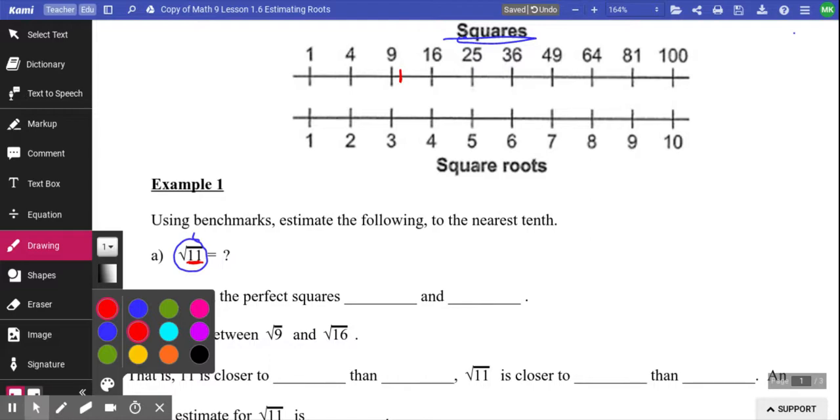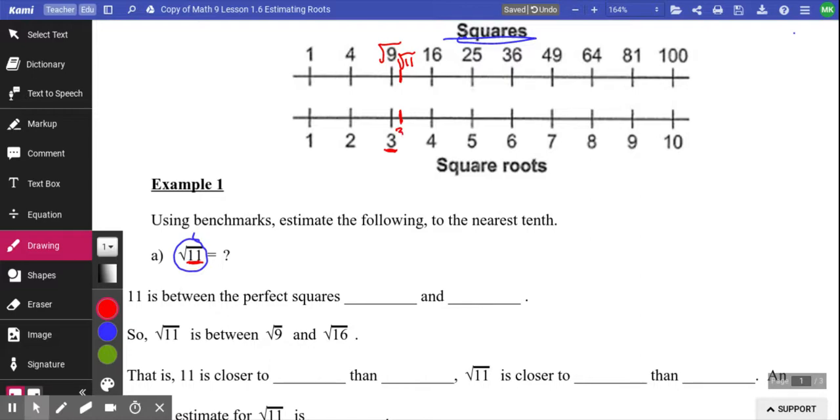So if I wanted to benchmark the square root of 11, I would be in the same space on the square root. The square root of 9 equals 3. The square root of 11 would equal what? 3.1? Right? Just past 3. So then you can actually just ballpark or benchmark or estimate, whatever word they want to use, for roots. So the square root of 11, I'm going to say is 3.1.